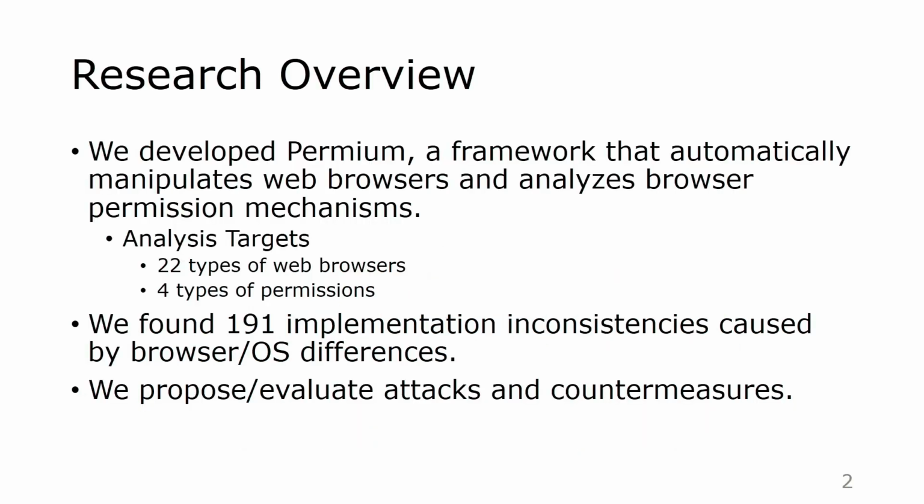First, I will provide an overview of our research. We developed Permium, a web browser analysis framework. This framework automatically analyzes the permission mechanism implemented by various browsers. The targets of our analysis are 22 browsers running on 5 different operating systems, including mobile and desktop. We found that the implementation of the permission mechanism is inconsistent between operating systems, even for the same browsers. Based on this finding, we developed 2 proof of concept attacks and evaluated the feasibility.